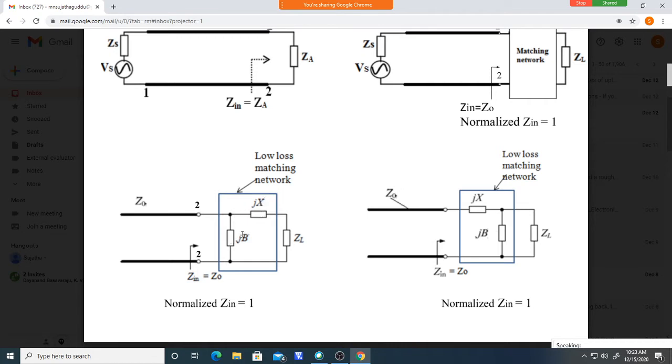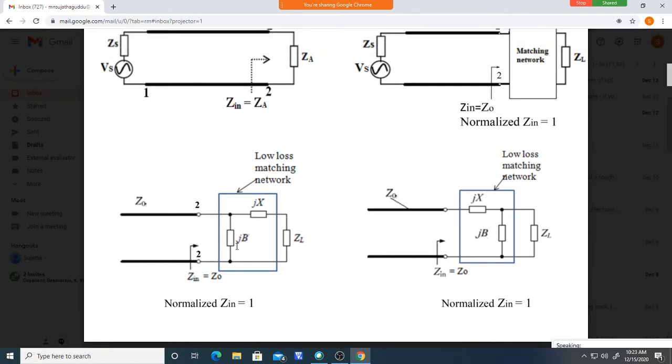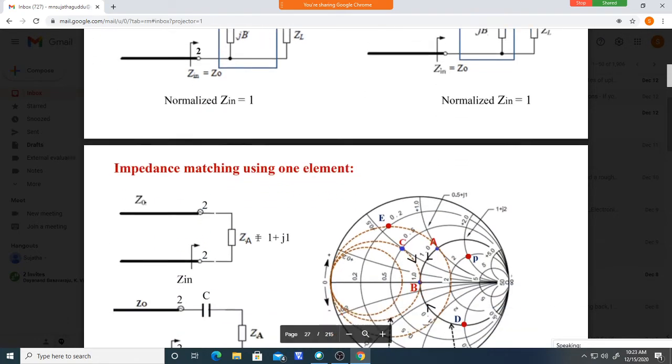Either one, this one or this one, you can use to get the impedance matching here, 50 ohm. Okay, so it may again be a combination of any, well, inductor and a capacitor.